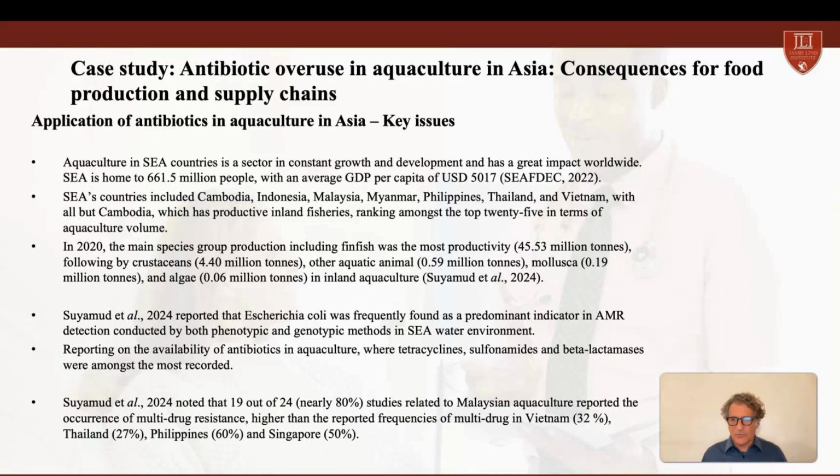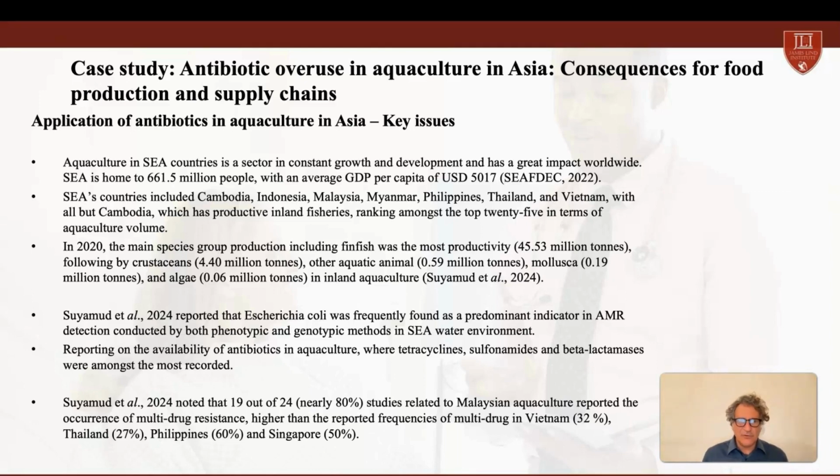And we have to consider this sector because, as we saw previously, we're talking about the fastest growing sector in all food production. So aquaculture in a CAA country is a sector of constrained growth.